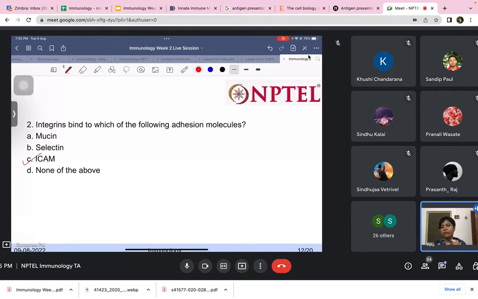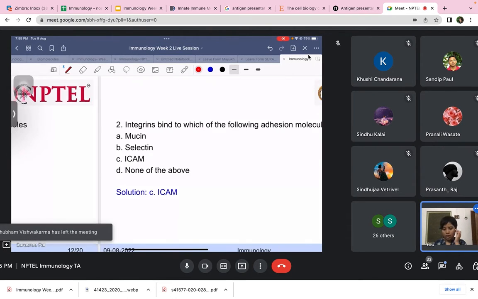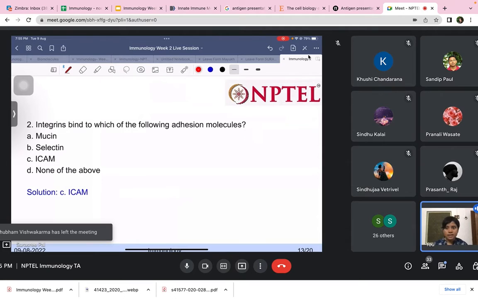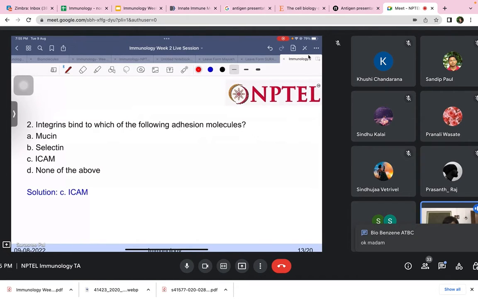So most of you have given the correct answer. And someone said selectin. Please remember, mucin binds to selectin, not integrins. In the first step of extravasation, which is the rolling of the neutrophils, the mucin and selectin binding takes place.